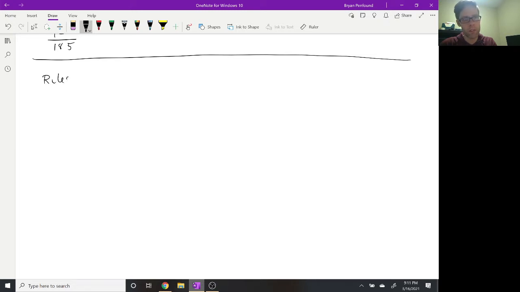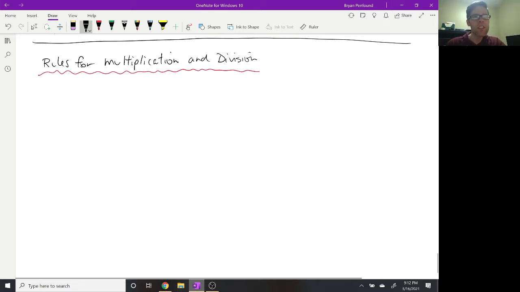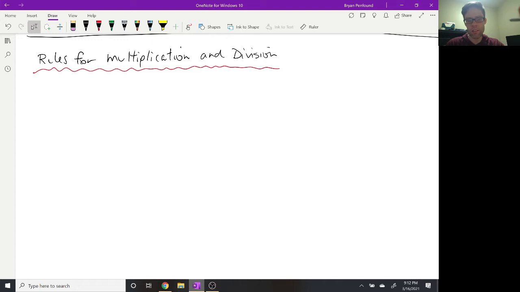So these are rules. Essentially, they are going to be rules that work for both multiplication and division. But we're going to work essentially just on the context of multiplication itself. So we're going to be looking at why a positive times a negative equals a negative number, and why a negative number times a negative number equals a positive number.